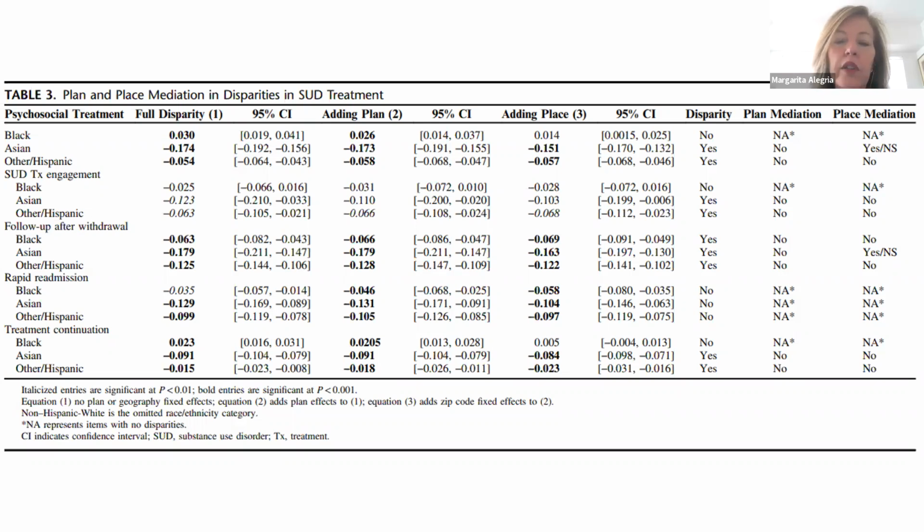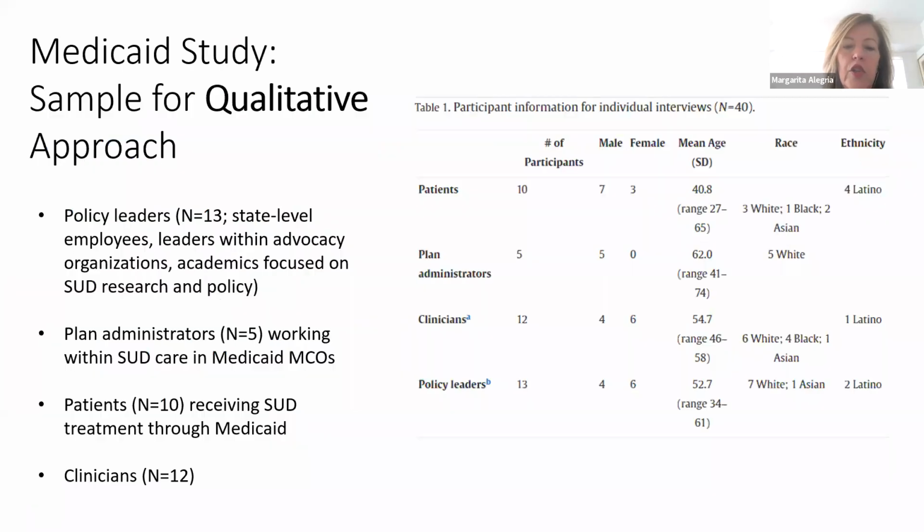we did find that where they live, certain areas of where they live had to do with them getting certain treatments and not others. So we then did more work talking about these results, presenting the results to policy leaders. We had 13 policy leaders, 5 plan administrators, and patients and clinicians, of whom we had 12, and you can see the demographics of the people interviewed.